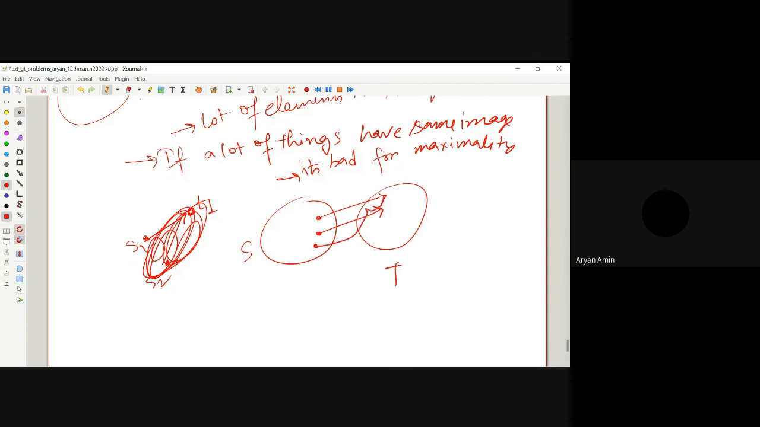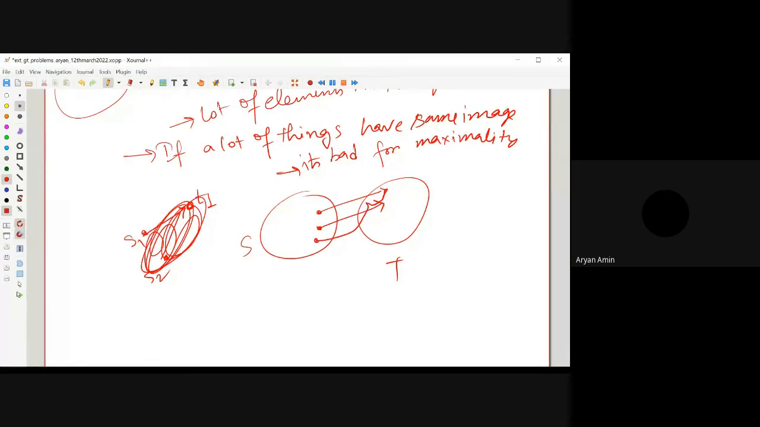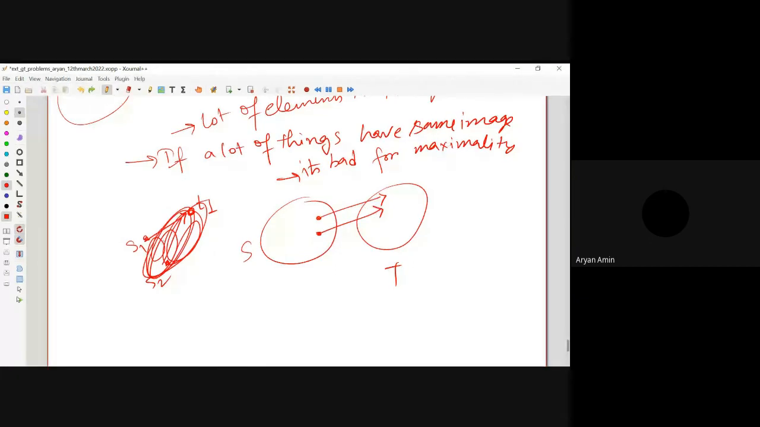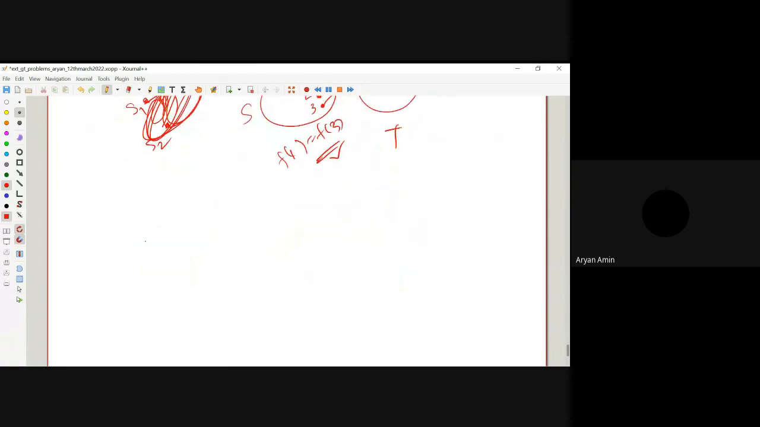Okay, screwed up. Sorry. Suppose you had a guy going to here as well. So this is bad for maximality, right? Because 1 and 3 basically have the same image here, right? If they had different images, that would probably have been nice for maximality of T, right? So this is one idea we are going to use here. So suppose something like this happens.